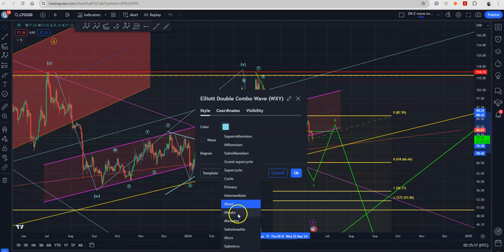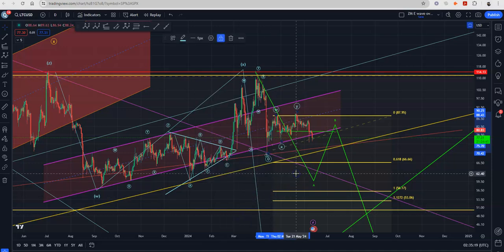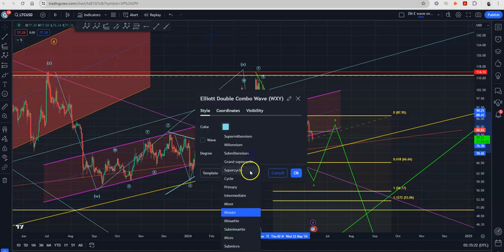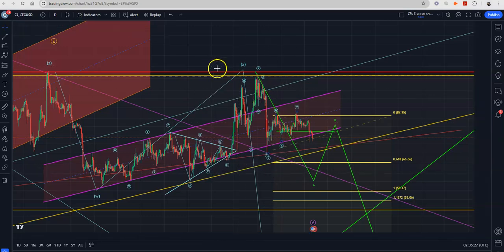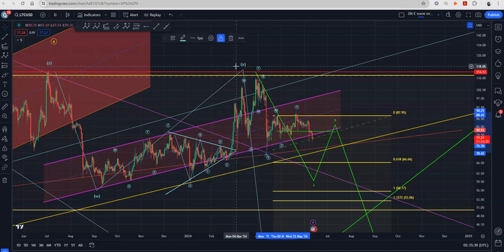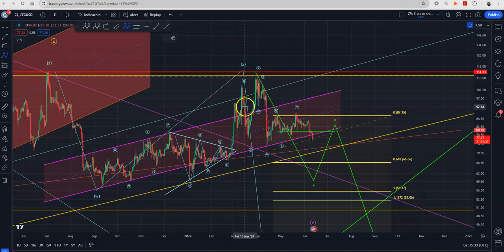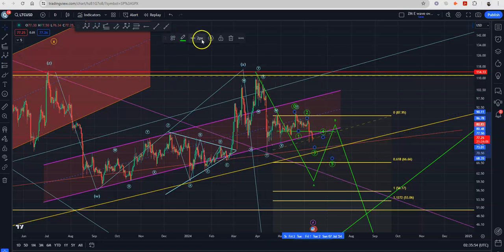Now, oh, that's too big here. It's minute. Let me see, 1, 2, 3. That's micro. Okay, there we go. So now we are seeing either the WXY down or the 1, 2, 3, 4, 5, because usually it's 3, 3, 5. Because we saw this fast crashing structure, let's do 1, 2, 3, 4, backtest, retest, 5 for a 1.